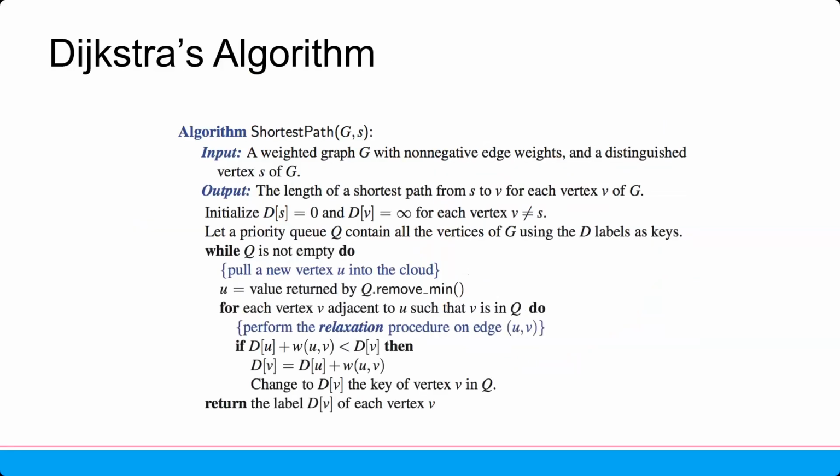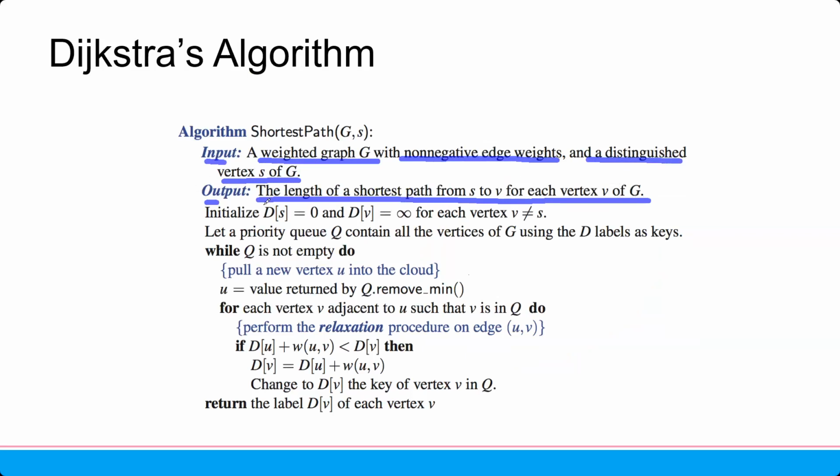So this is the algorithm given by the author about the shortest path. And in this book, they use the priority queue. The input is a weighted graph G with non-negative edge weights and a distinguished vertex S of G. The output will be the length of a shortest path from S to V for each vertex V of G.